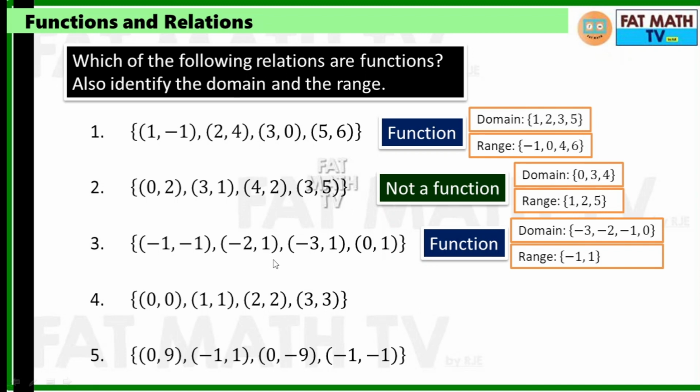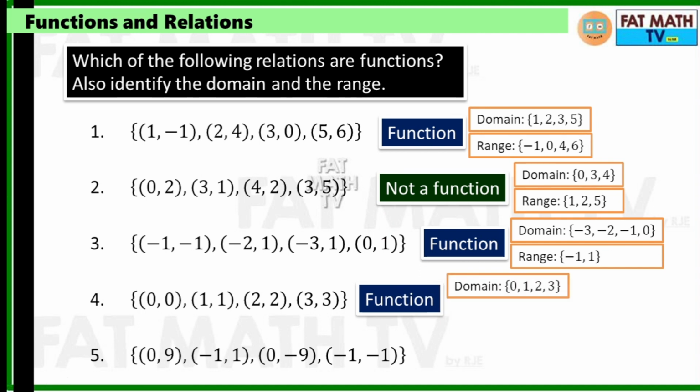Number 4, the set containing ordered pairs (0, 0), (1, 1), (2, 2), and (3, 3). So 0 has only one pair, 1 has only one pair, 2 has only one pair, 3 has one pair. So this is a function with domain 0, 1, 2, 3 and range 0, 1, 2, 3, the same set.